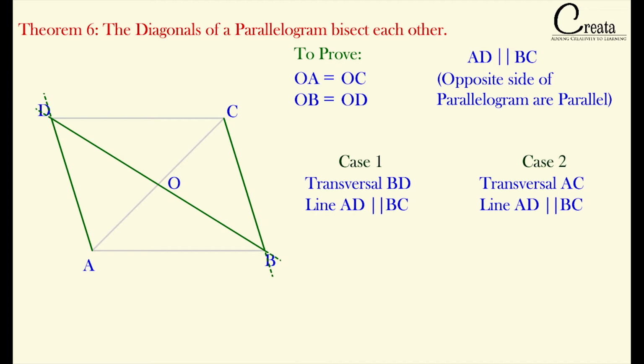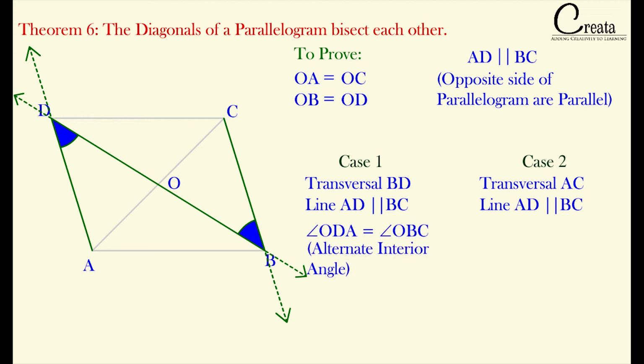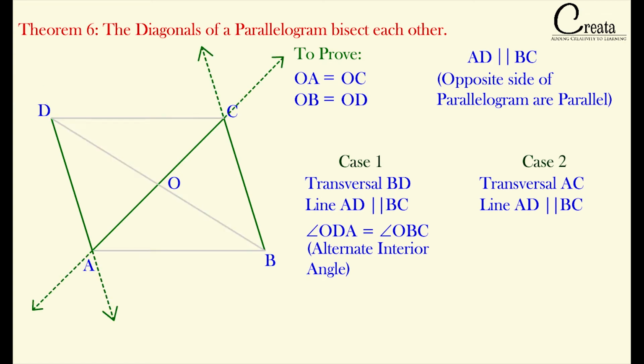In the first case, where BD is the transversal, angle ODA and angle OBC are the alternate interior angles. And we know in case of parallel lines, the alternate interior angles are equal to each other. So we got angle ODA is equal to angle OBC. And in the second case, where AC is the transversal, we got angle OAD is equal to angle OCB. Why? Because these are a pair of alternate interior angles.